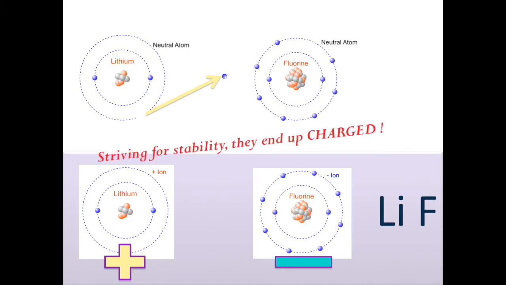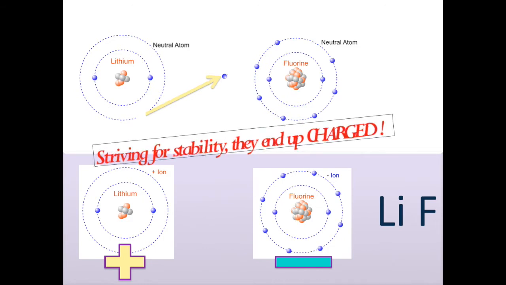So striving for stability, the atoms end up being charged. The only reason they're charged is because they're more stable with a complete set of valence electrons on the outside energy ring. Here lithium is stable with the 2 valence electrons now that it can have in that first energy level, and then fluorine is more stable with 8 valence electrons on the outside here.